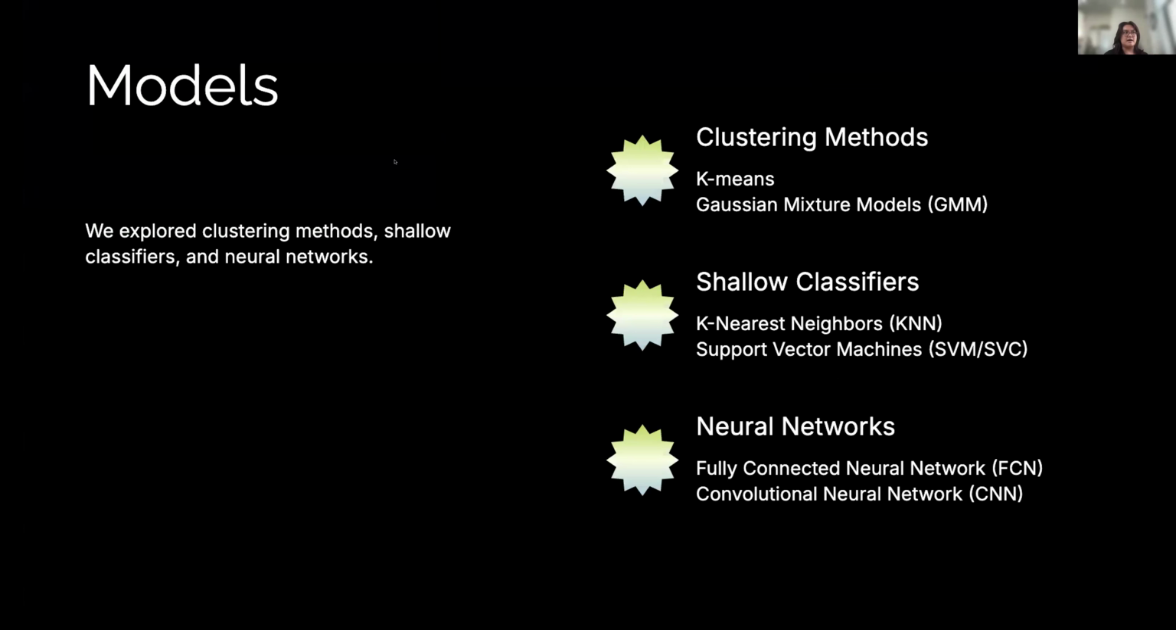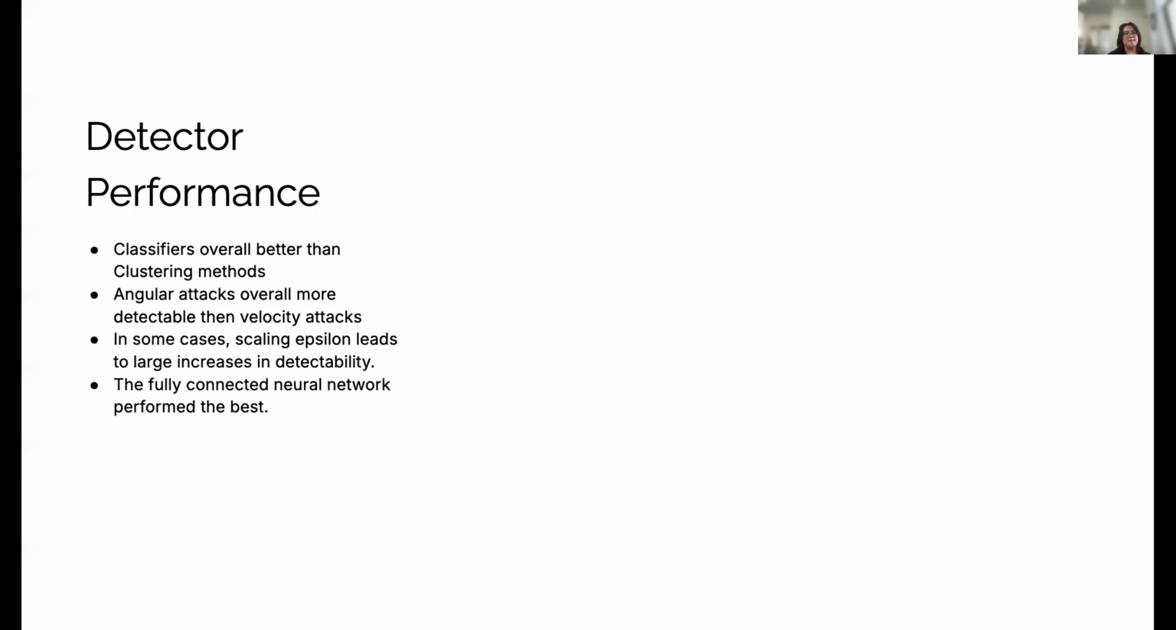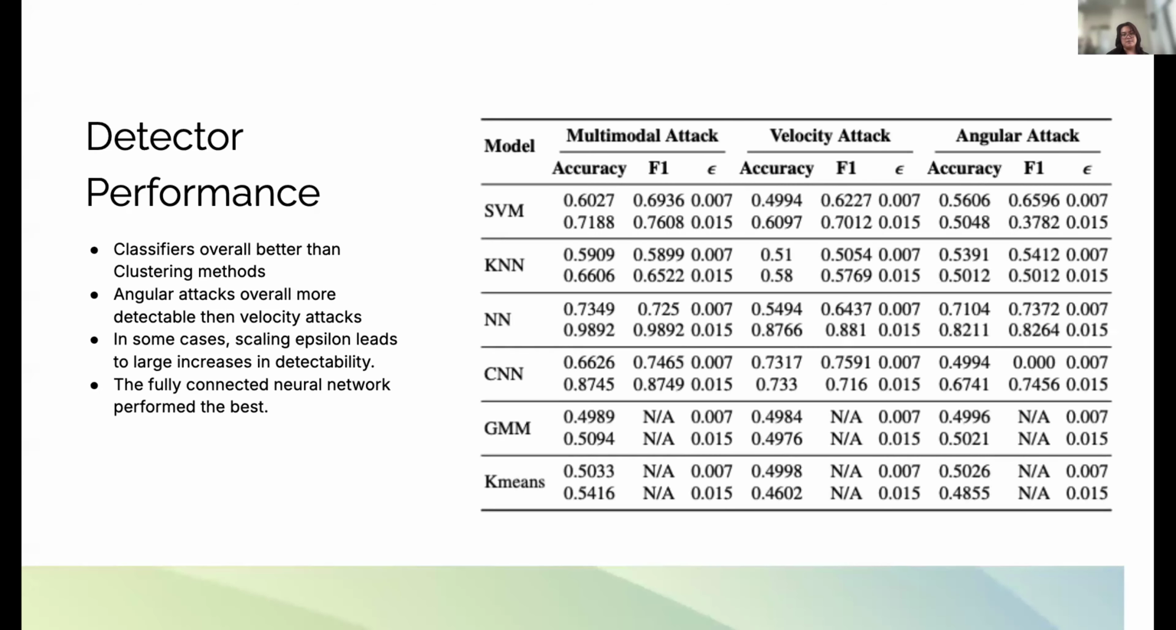So the different models that we looked into for detecting adversarial attacks included clustering methods, shallow classifiers, as well as neural network classifiers. The different clustering methods that we used included k-means and Gaussian mixture models, or GMM models. For the shallow classifiers, we looked into k-nearest neighbors and support vector machines. And then finally, for our neural network classifiers, we looked into fully connected neural networks as well as convolutional neural networks. To evaluate our models, we used the F1 score and the detection accuracy.